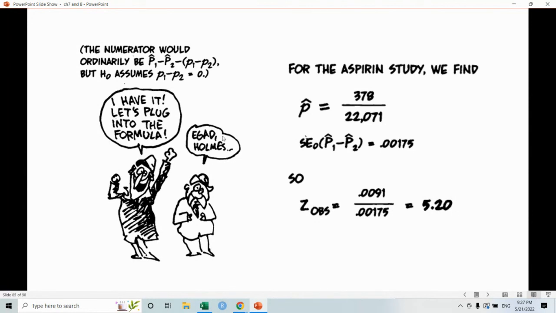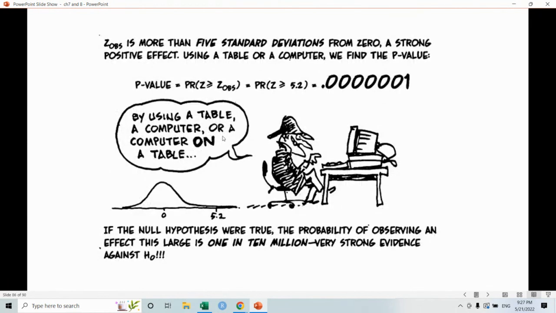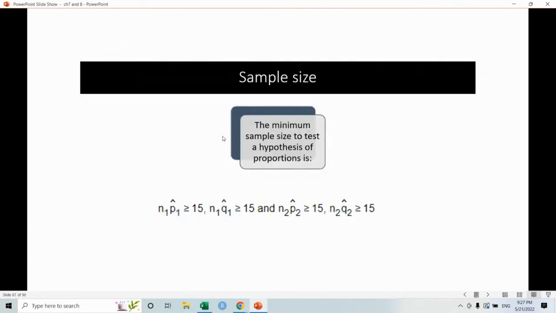So for the aspirin study, we find 378 divided by 22,071 is 0.0175, and our z observed based on that number is 5.20. So z observed is more than 5 standard deviations from 0, a strong positive effect. Using a table or computer, we find that the p-value is 0.000001, which is super small. If the null hypothesis is true, the probability of observing an effect this large is 1 in 10 million. So very strong evidence against the null hypothesis.